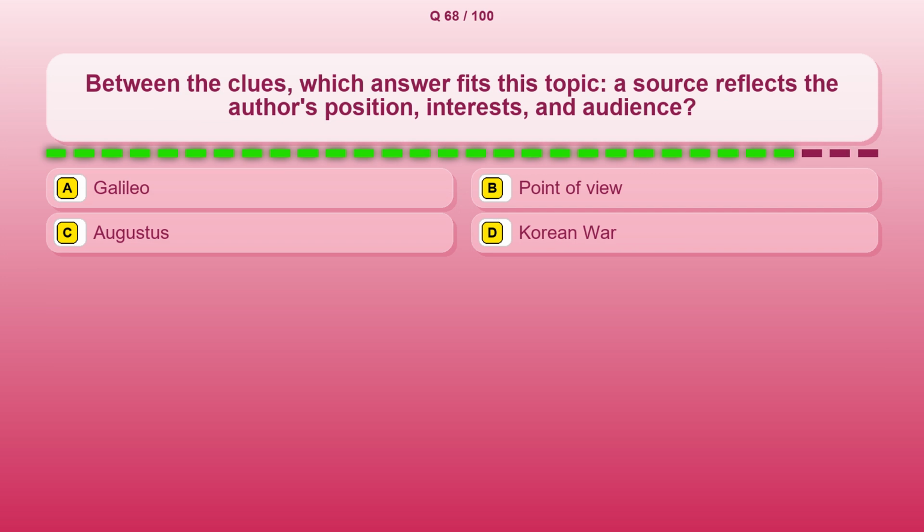Question 68. Between the clues, which answer fits this topic? A source reflects the author's position, interests, and audience. Option A, Galileo. Option B, point of view. Option C, Augustus. Option D, Korean War.